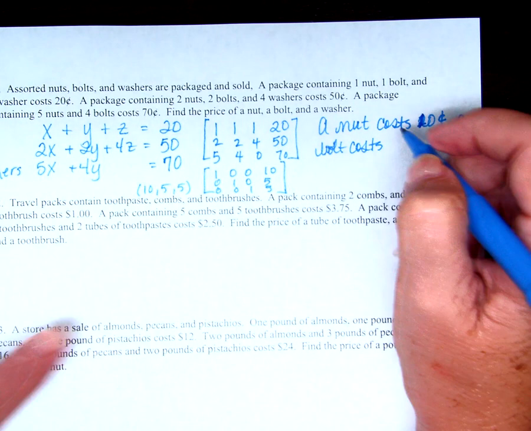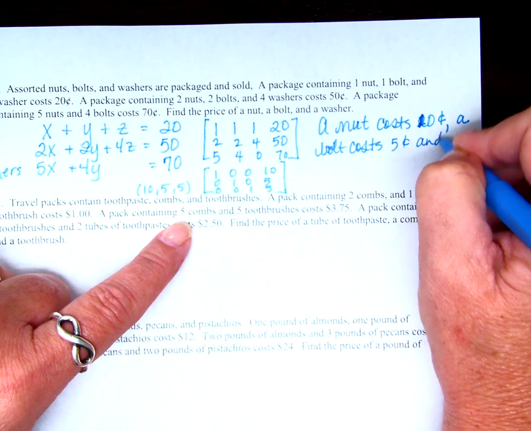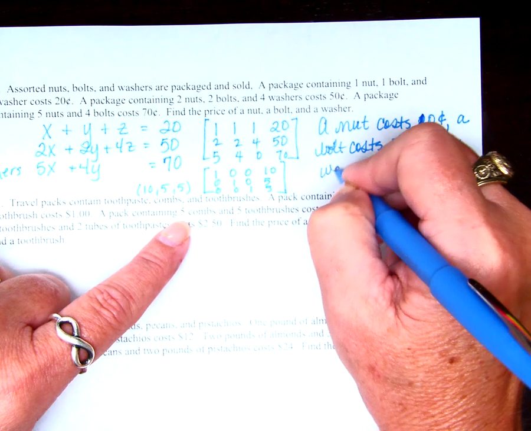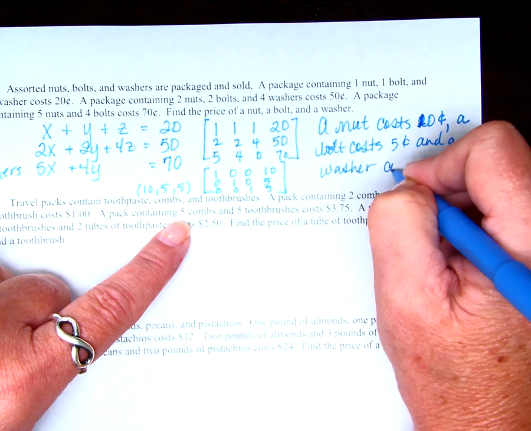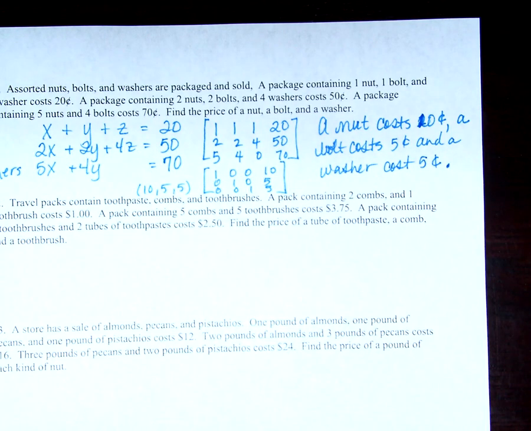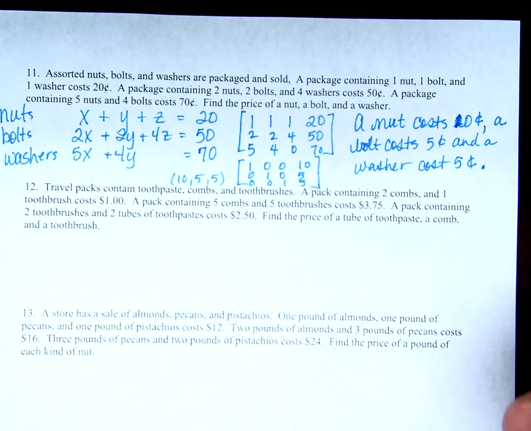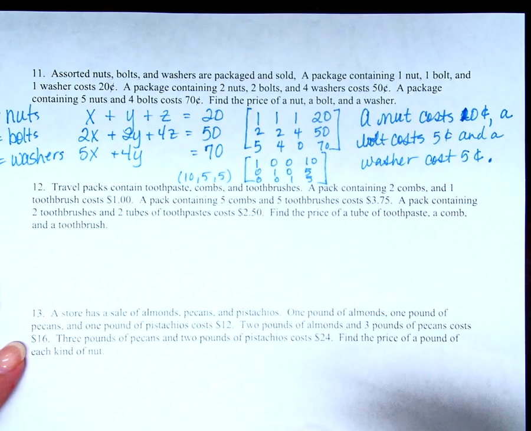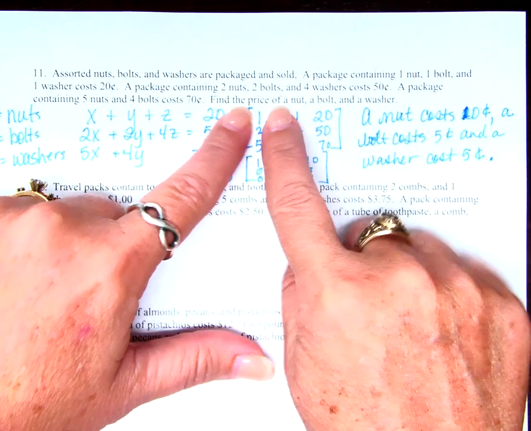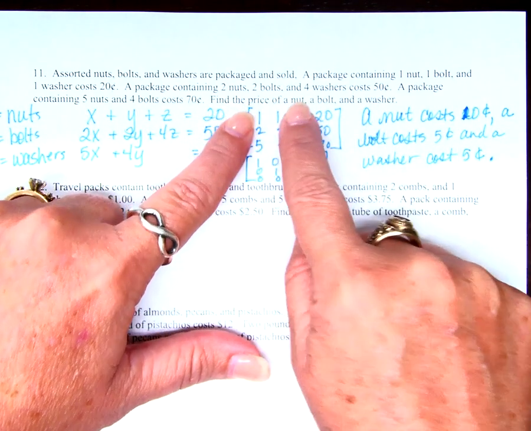Good. A bolt costs what? 5 cents. And a washer costs 5 cents. Any questions? You got this? I got it. And if I read all the way through these words and couldn't figure out what my variables should be, where should I look? The end, right? Find the price of a nut, a bolt, and a washer.